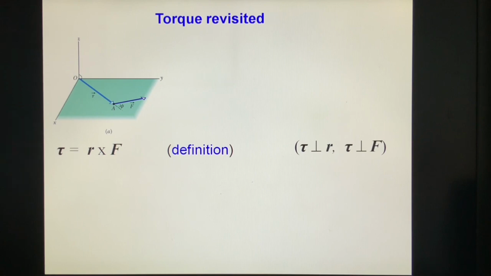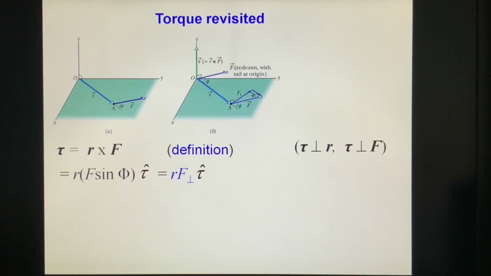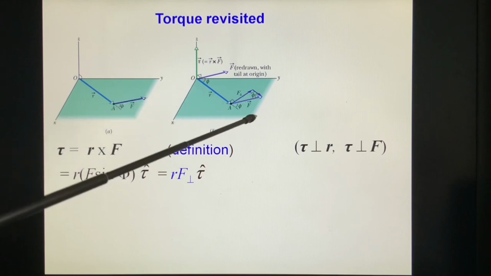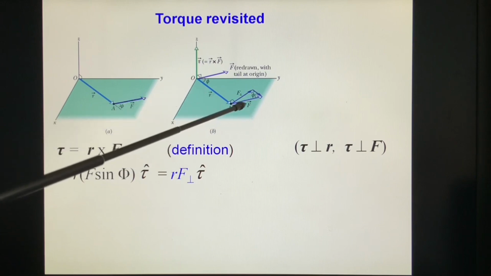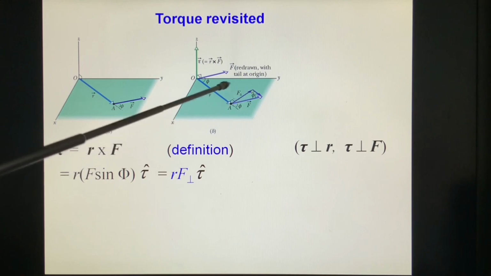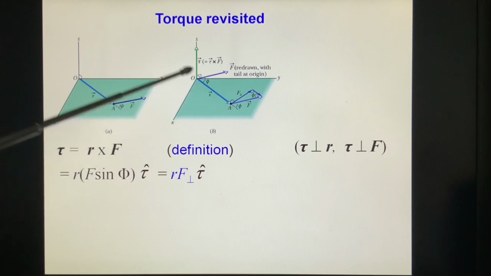This is the definition. And we rewrite it: the magnitude of the cross product of the two vectors equals r F sine phi, and the direction of the torque is as given. We combine F and sine phi, and we call it F perpendicular. What is it? This is phi, the angle between F and r. F sine phi is the component of F perpendicular to r.